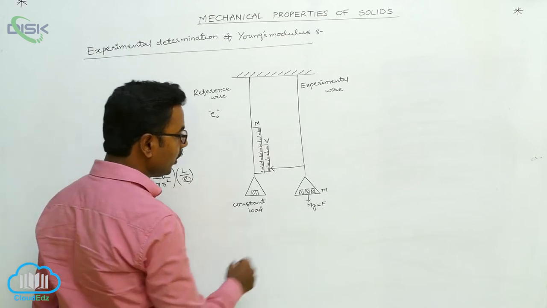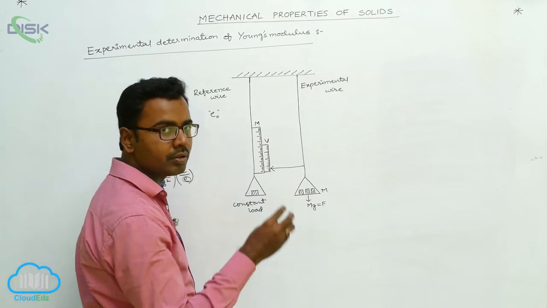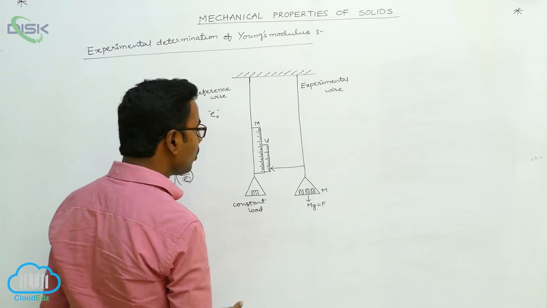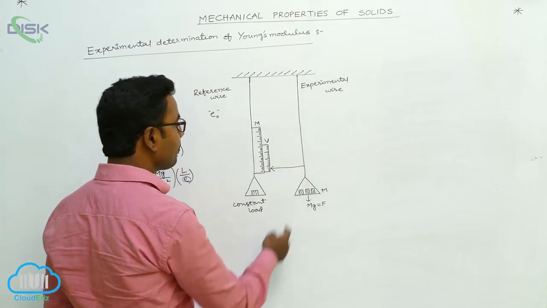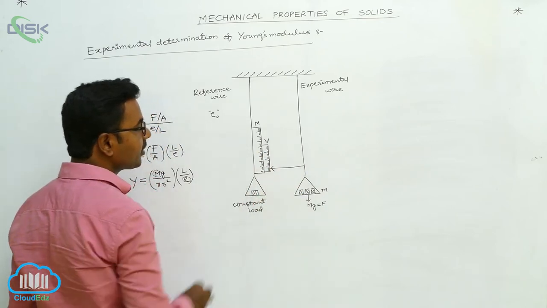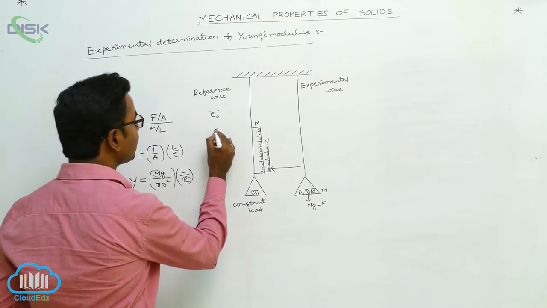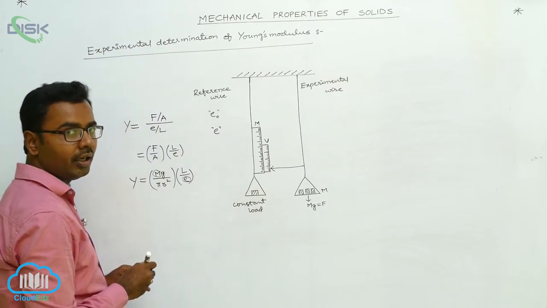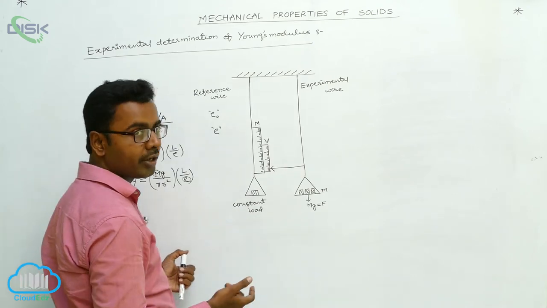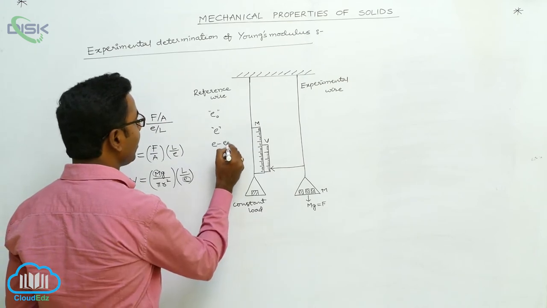Thereafter, we keep a load of 100 grams, 200 grams, 500 grams or 1000 grams, like that. For example, we keep a 100 grams load here. When the 100 grams load is kept, the experimental wire is elongated, and correspondingly the pointer moves on the vernier scale. Using the main scale and vernier scale arrangement, we can find how much elongation is produced. Let the reading of the vernier scale be e. Now, how do we find the elongation produced for the particular 100 grams mass? That elongation is e minus e naught.